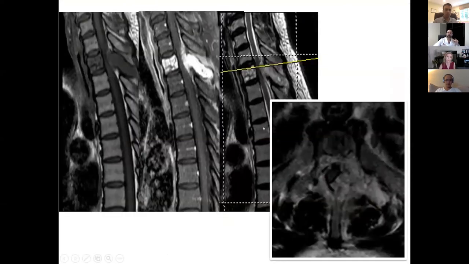Now this gets a little bit interesting. This is a chondrosarcoma at T2, I believe. This patient had an emergent laminectomy decompression elsewhere for spinal cord compression, and the pathology came back as a chondrosarcoma. He came back to me. I wanted to do a little bit more formal decompression and stabilization. And this is the case that I had shown online.